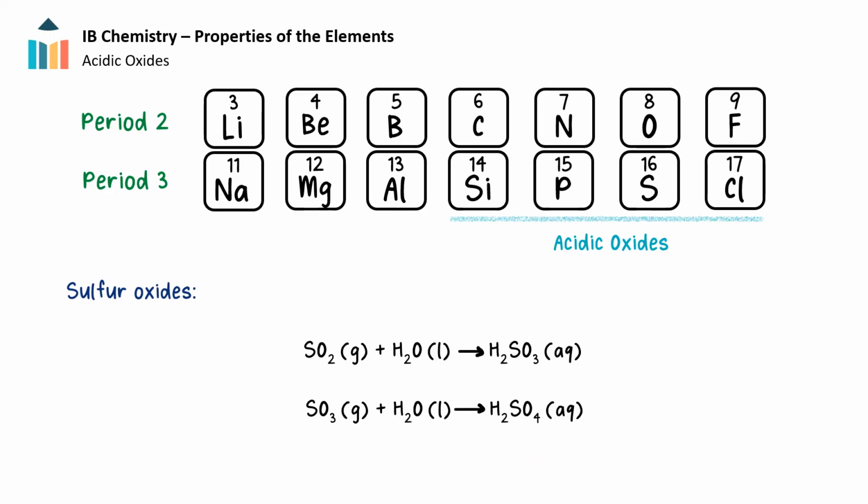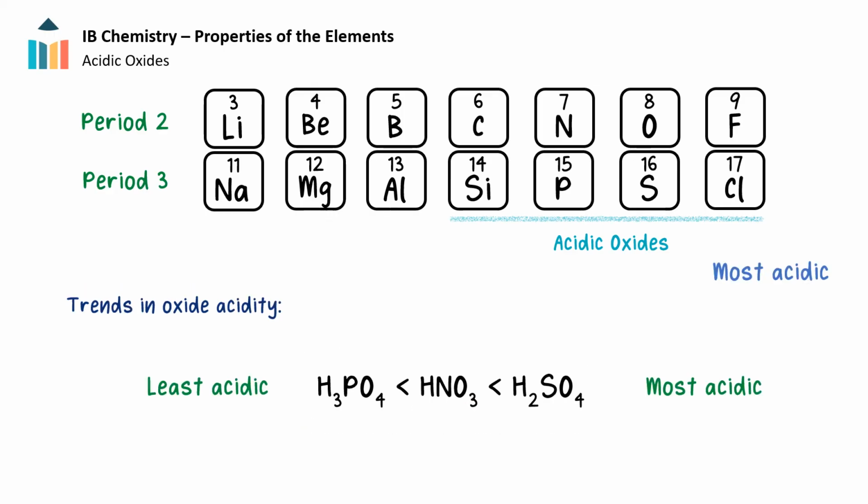Sulfur reacts with oxygen to form sulfur dioxide and sulfur trioxide. Both are acidic gases. They react with water to produce the weak acid sulfurous acid and the strong acid sulfuric acid. The oxides become more acidic across a period and down a group, especially if you only consider the reactions of the most oxidized compounds. For example, the acid strengths of the oxides we mentioned increases in this order.